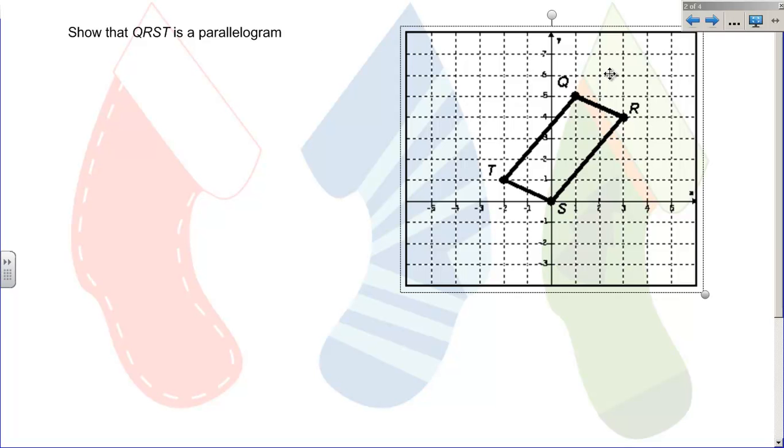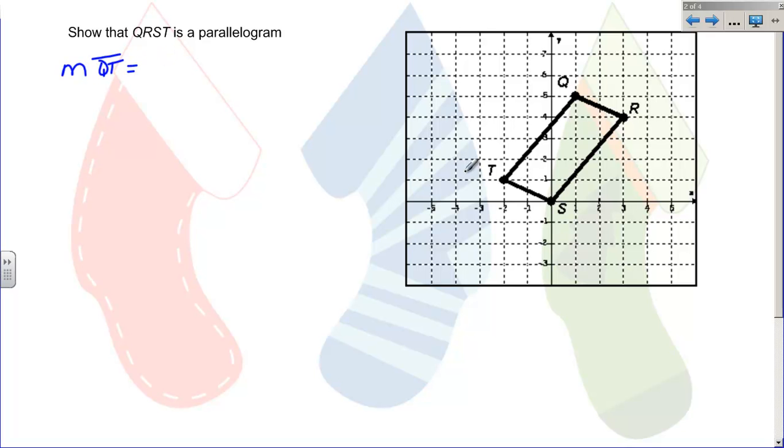So QT and RS have to be parallel, and TS and QR also have to be parallel. So we're going to have to prove that they are parallel. What do you know about parallel lines? Hopefully you remember that parallel lines have the same slope. So what I really need to do is check to make sure that line QT and line RS have the same slope. So I want to find the slope of QT.